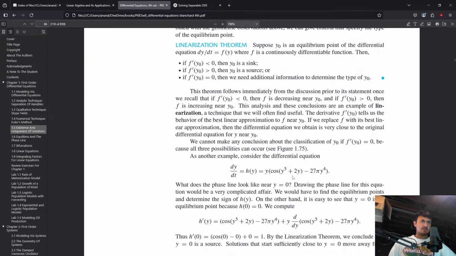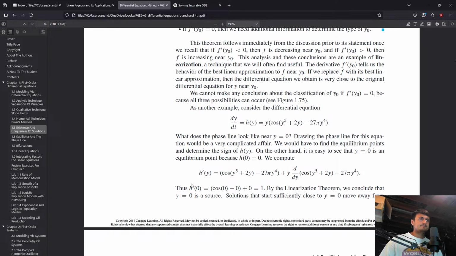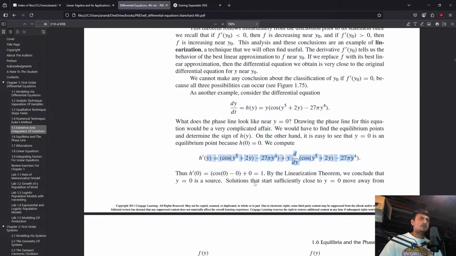So we have this really complicated differential equation. Drawing the phase line for this equation would be a complicated affair. We'd have to find the equilibrium points to determine the sign on the intervals between. On the other hand, it's easy to see that y equal to 0 is an equilibrium point. This is already a bundle of work.